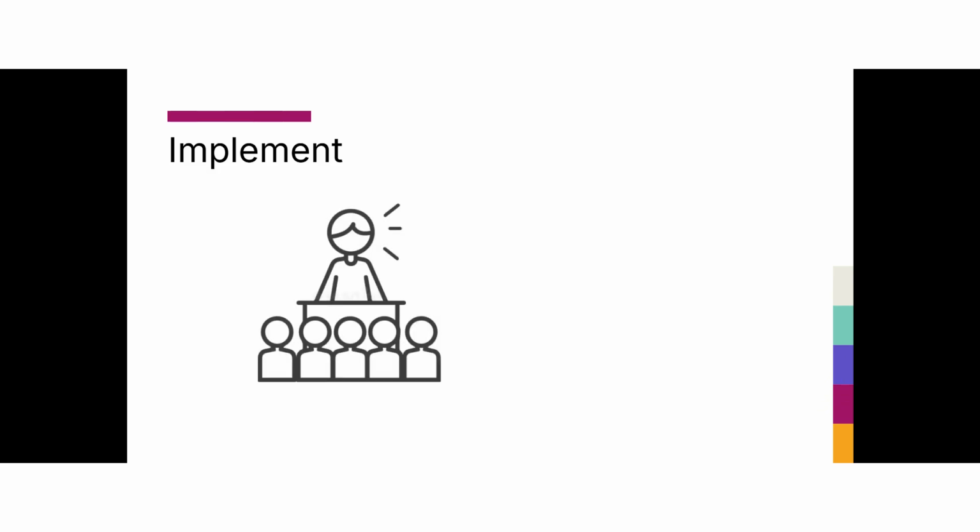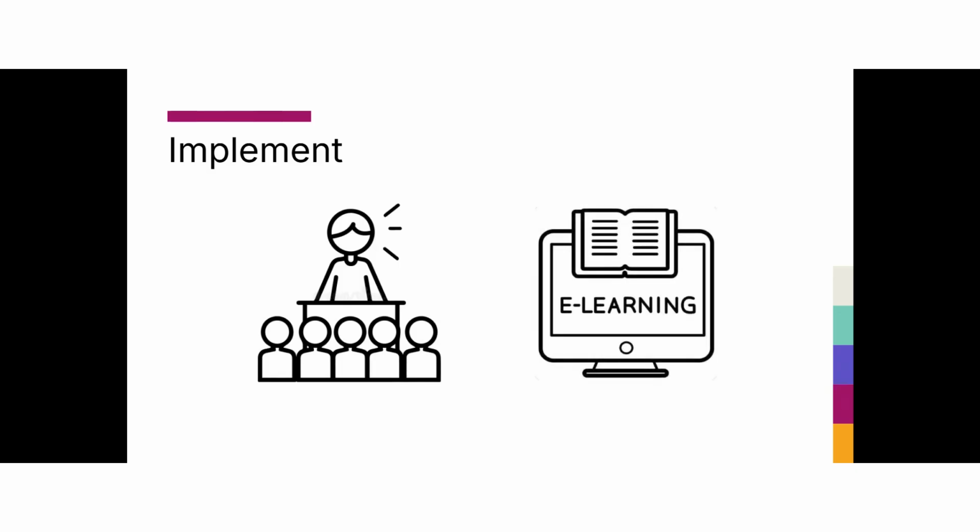During the implement phase, the instruction is delivered to learners. This may involve teaching a class or training session in person, or even launching an online course. Instructors and learners are focused on the materials, and any technical or logistical issues are addressed. Successful implementation ensures that learners can access and engage with the content effectively.